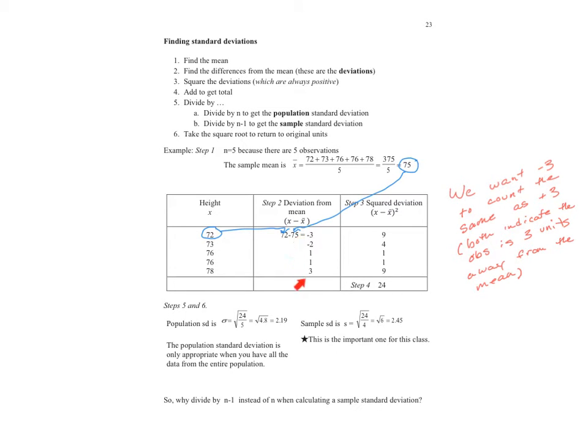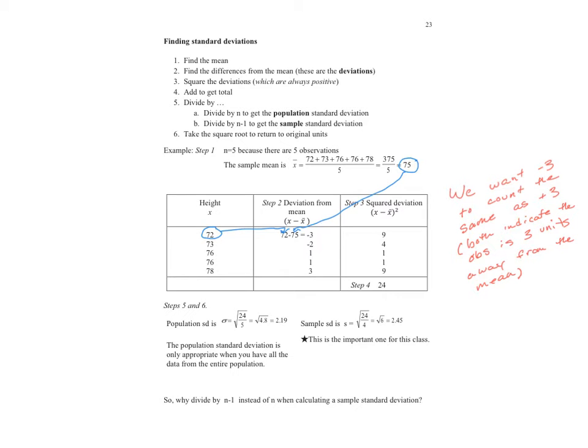Next, we want to collect all these deviations into a single measure, and we want minus 3 to count the same as positive 3. Remember, the standard deviation is a measure of how far away the observations are from the mean. Both minus 3 and positive 3 indicate that the observation is 3 units away from the mean, just in 2 different directions. One way to make negative 3 count the same as positive 3 would be to take the absolute value. But there's a second way, and that is to square them.